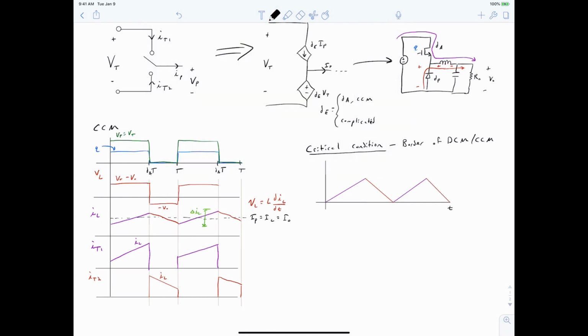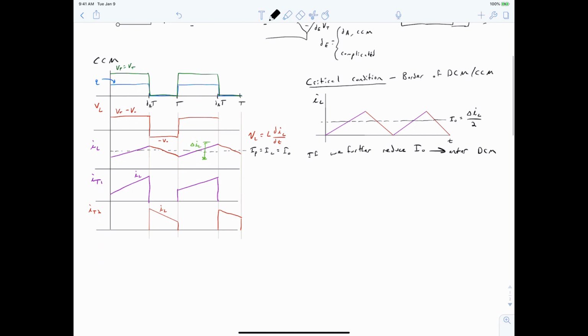where in this waveform we've reduced our average output current to be equal to delta IL by 2. So our average current is now half of the ripple current, which means that the minimum of our inductor current touches 0 amps. At this point, we still say that we're in continuous conduction mode because we're not zero for any interval of time. We only have a 0 current instantaneously. However, if we were to further reduce our average output current, we would be in discontinuous conduction mode.